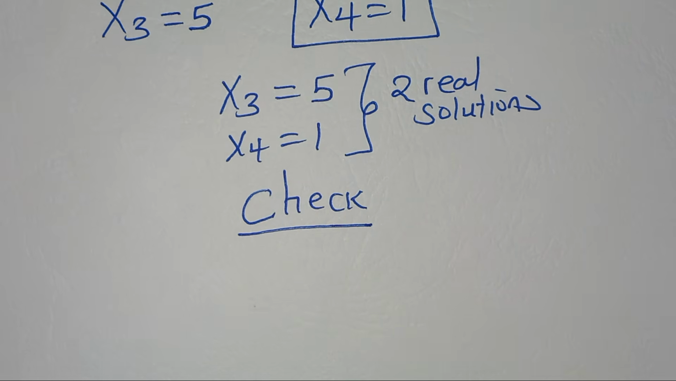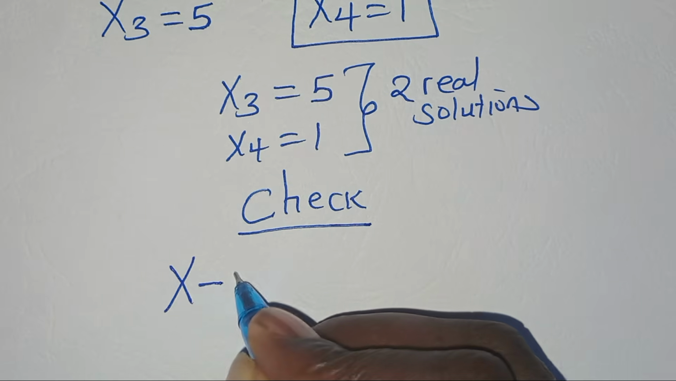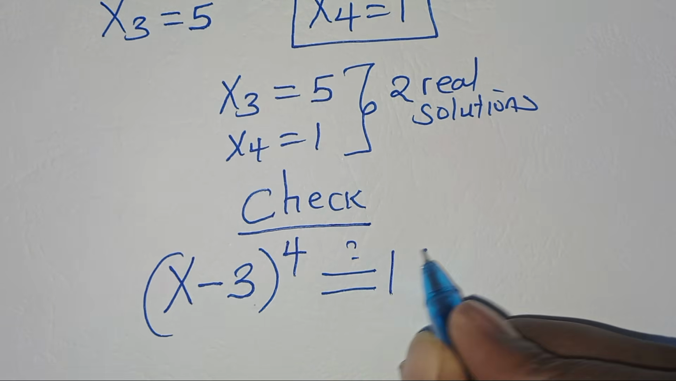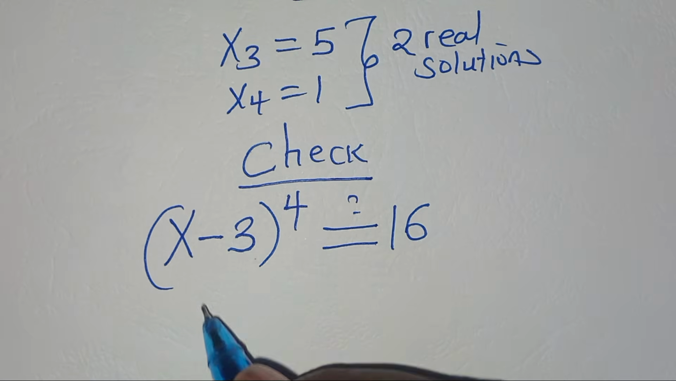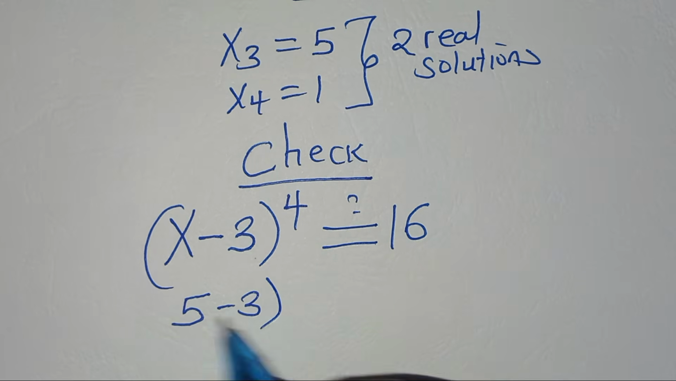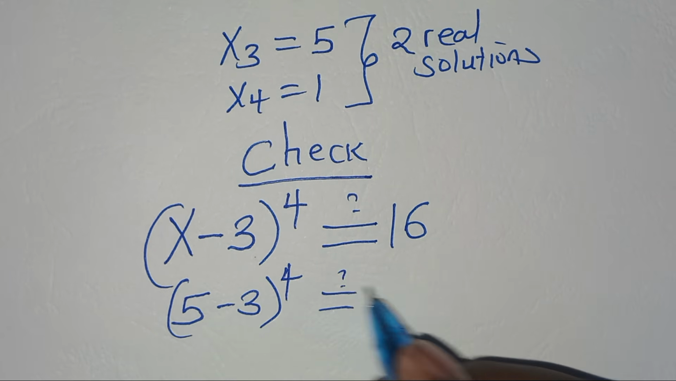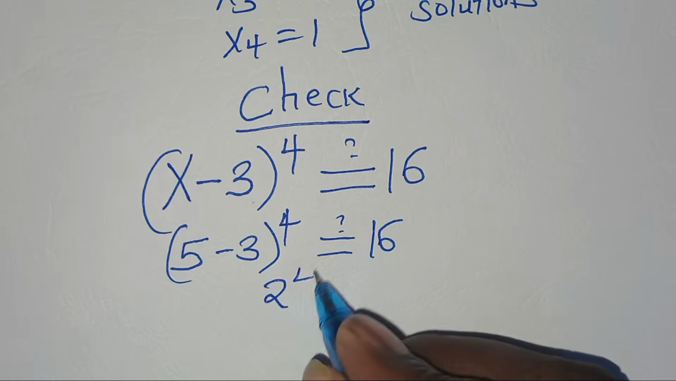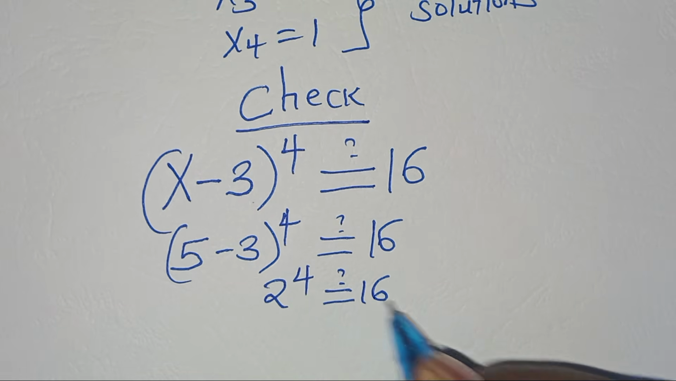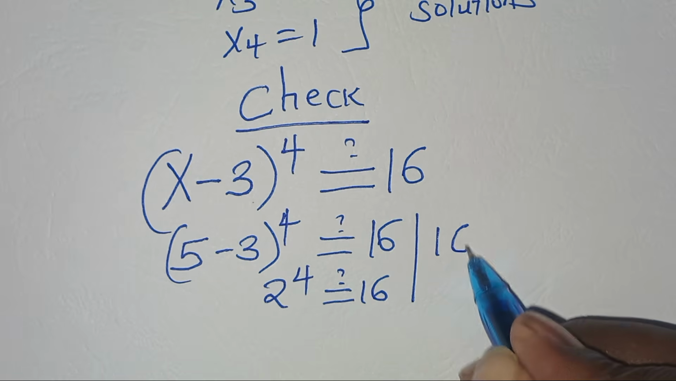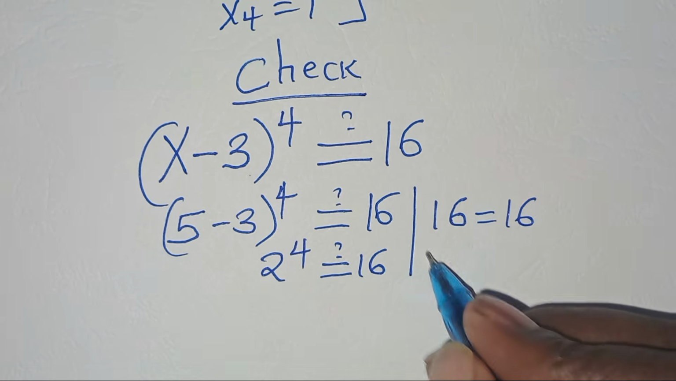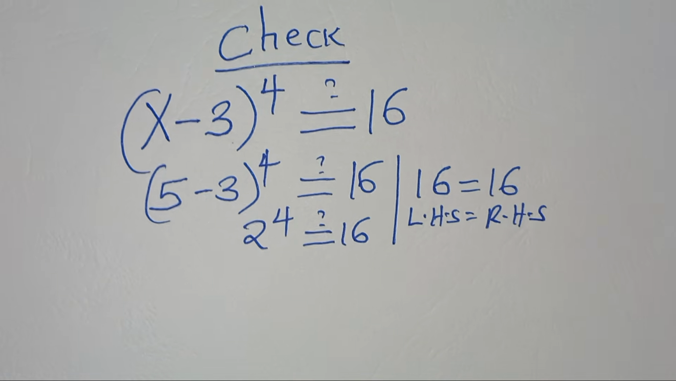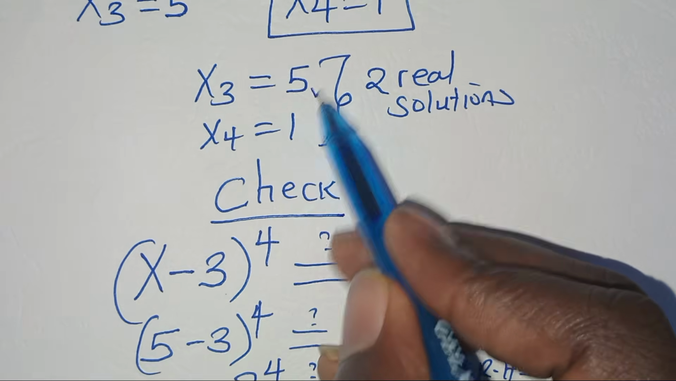Now if you recall, we had x minus 3 raised to the power of 4. This should give us a value of 16. Let's substitute 5. So we have 5 minus 3 raised to the power of 4. This should give us a value of 16. So 5 minus 3, this is 2. So 2 to the power of 4, this is 16, which is equal to 16. So this means that the left hand side is equal to the right hand side. And this means that x3 satisfies the equation.